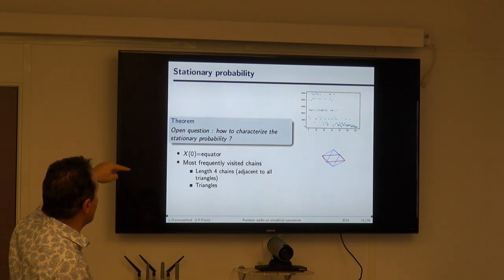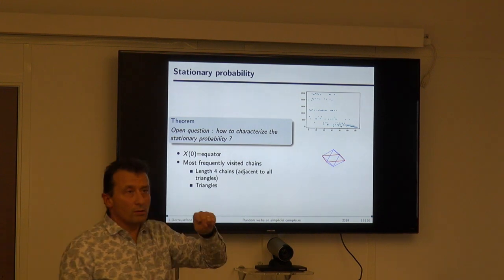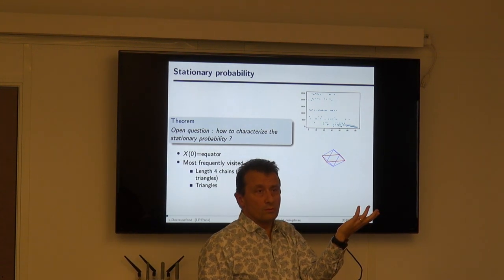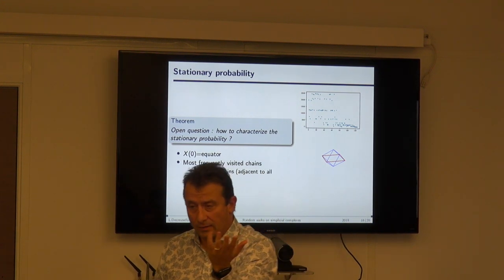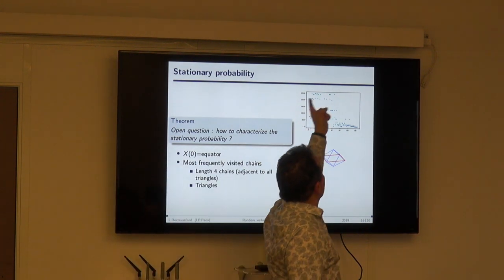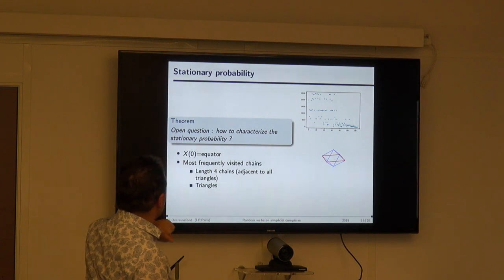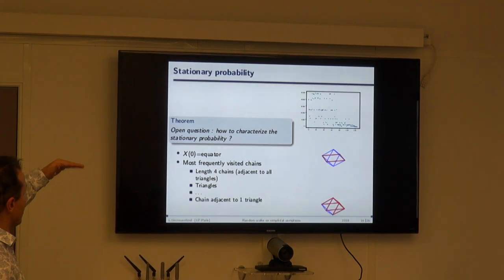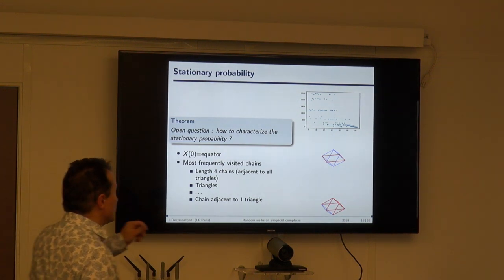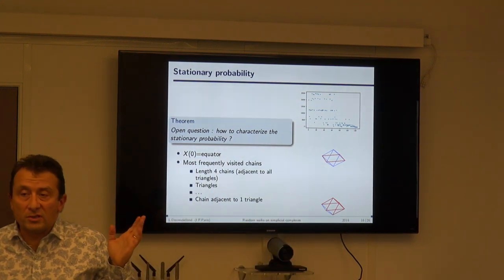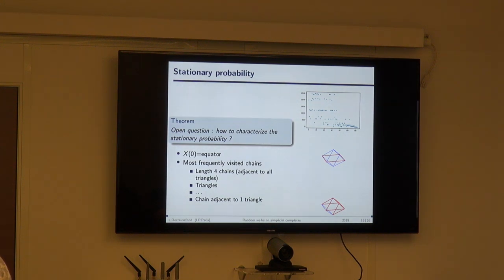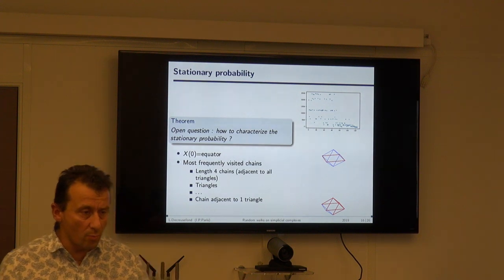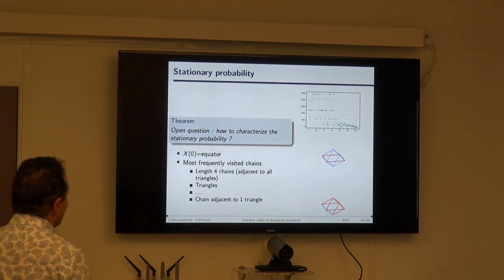The paths which are the most visited are the chains of length 4, which are adjacent to all triangles. The equator is adjacent to all. So the paths which are the most visited are the paths of length 4, then the triangles, and at the end, the least visited paths are the paths which are not adjacent to any triangle. But it's just an observation on this model, and we couldn't find any general rule to say it's always true that the chains with the largest number of adjacent triangles are the most visited. We didn't find anything.